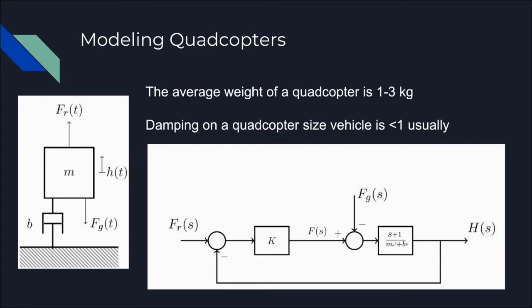Average weights of quadcopters usually range between 1 and 3 kilograms. Also, damping usually comes in at below a value of 1 for a quadcopter-sized vehicle. Because of these two known factors, we have set the quadcopter's mass to be 2 kilograms and the damping ratio to be 0.8, closer to the maximum for a quadcopter, which will allow the stability of the height to be regulated efficiently.